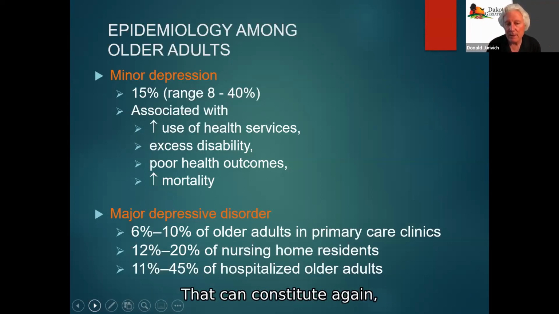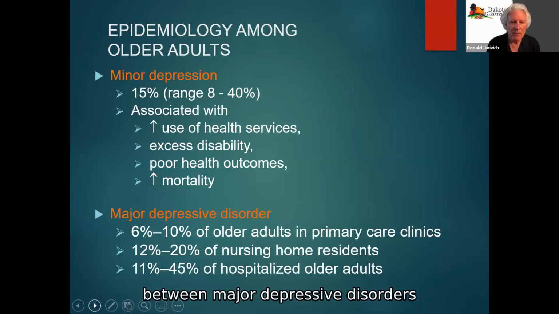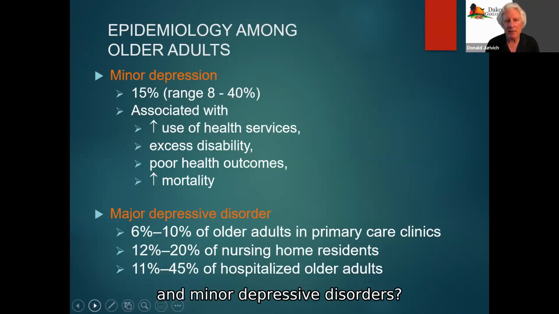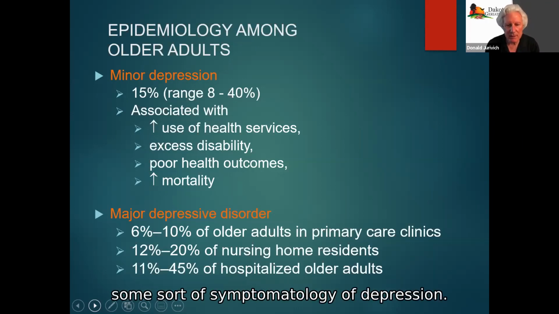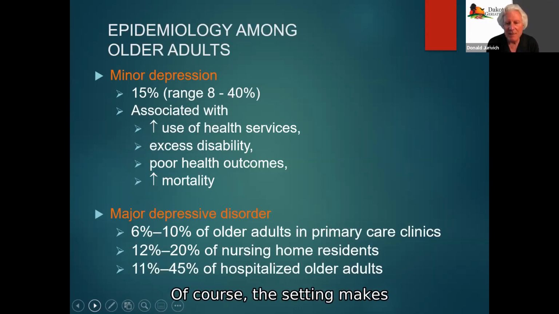And that can constitute, again, in these studies, up to 1 out of 10 individuals. So between major depressive disorders and minor depressive disorders, you're talking about around 1 out of 4 patients, right? If you add those 2 percentages, the upper end of those percentages, 1 in 4 people have some sort of symptomatology of depression. And of course, the setting makes a big difference.